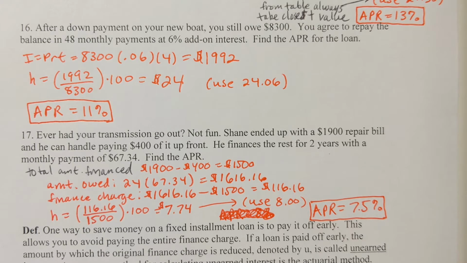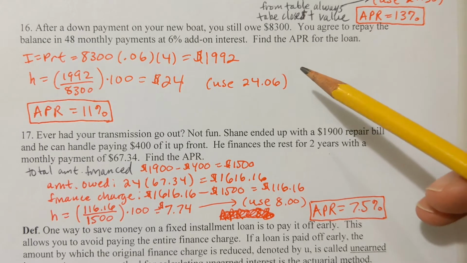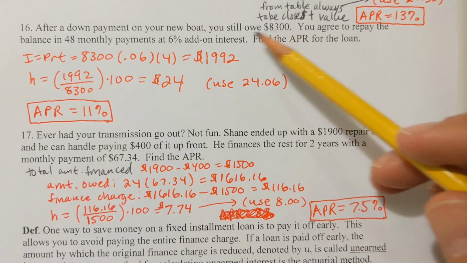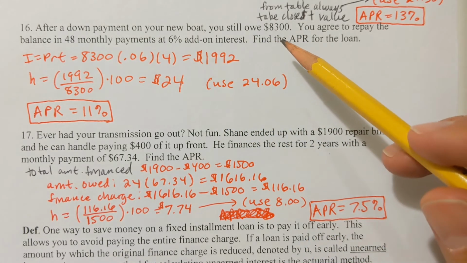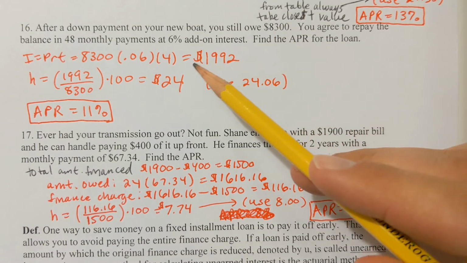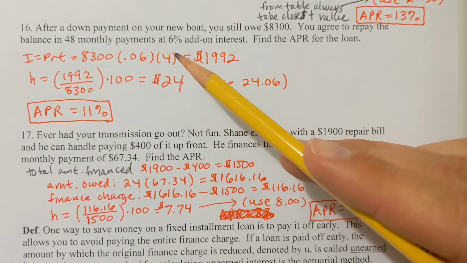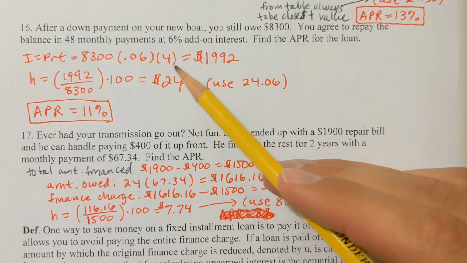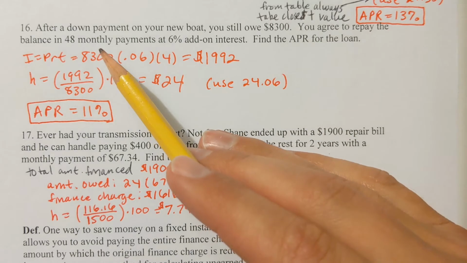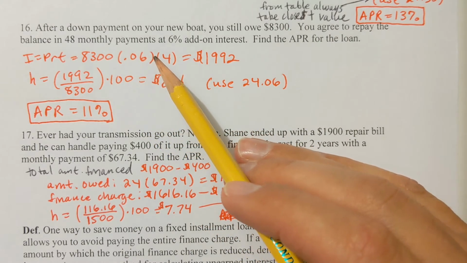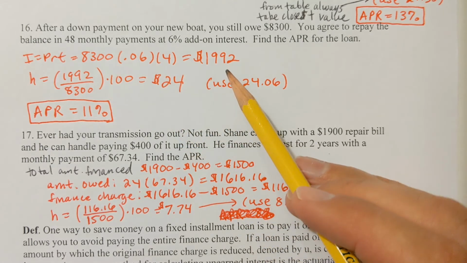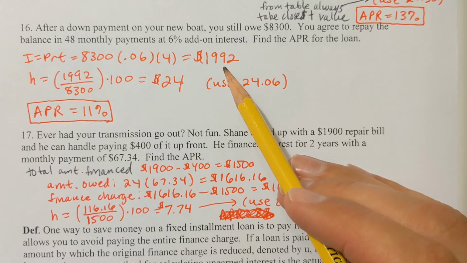Okay, so I still owe $8,300. Now, I did make a down payment, which is good, but I owe $8,300. Okay, so that'd be the principal amount. The rate is a 6% rate, and the plan is to pay this back in 48 monthly payments, so that'd be 4 years. Okay, so if I multiply these three numbers together, $1,992 is the interest that I would be paying back.